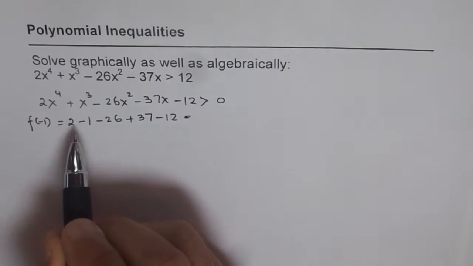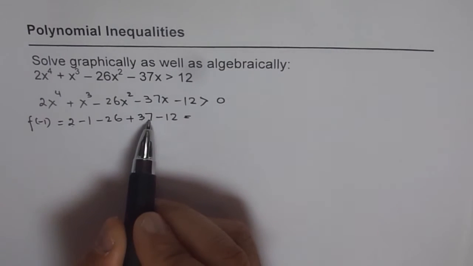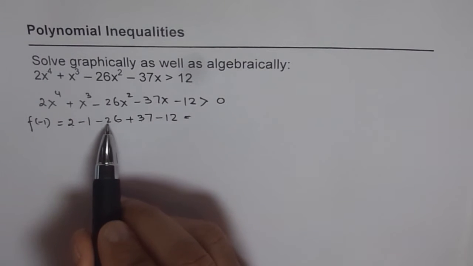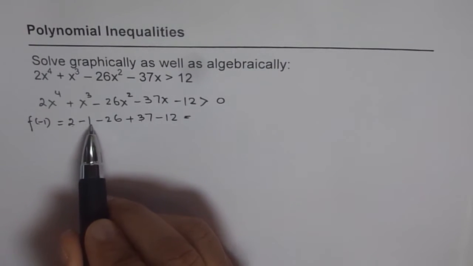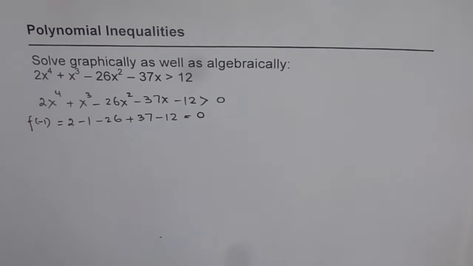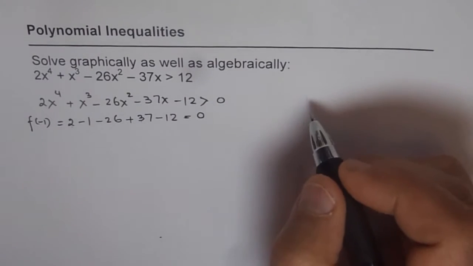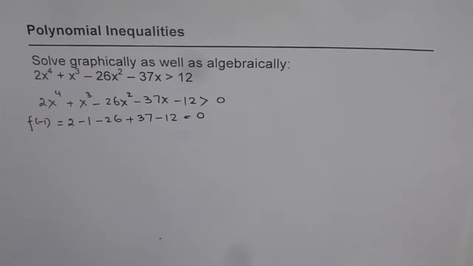So just add the positive terms first. You get 2 plus 37, which is 39. And negative terms, 12 plus 26 gives us 38. And then 1 more, so 39 minus 39 gives us 0. So we get the first 0. Now once you get the 0, you can divide. So I'm using synthetic division here and then get the answer.